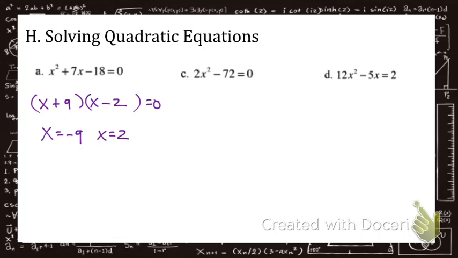For the next one, I would probably solve by taking square roots. So if I add 72 to the other side, I get 2x squared equals 72. If I divide both sides by 2, I get that x squared is equal to 36. And if I take the square root of both sides, I get that x is equal to the positive or negative square root of 36, which is 6.